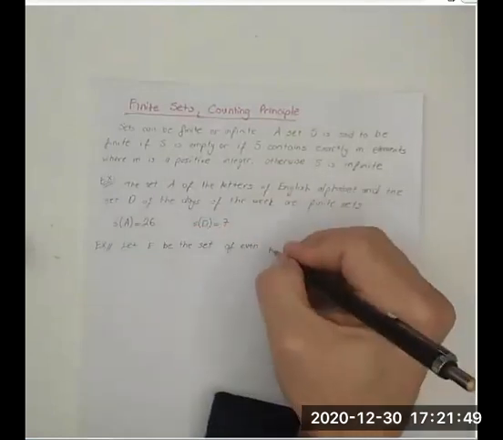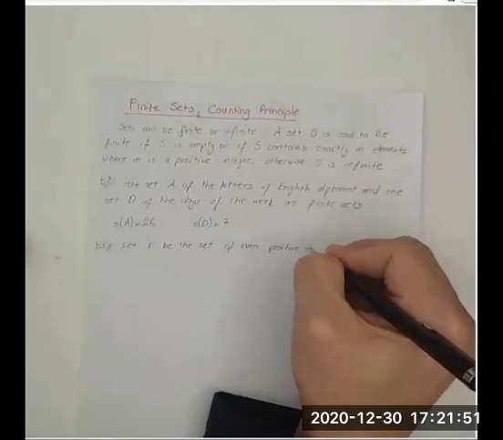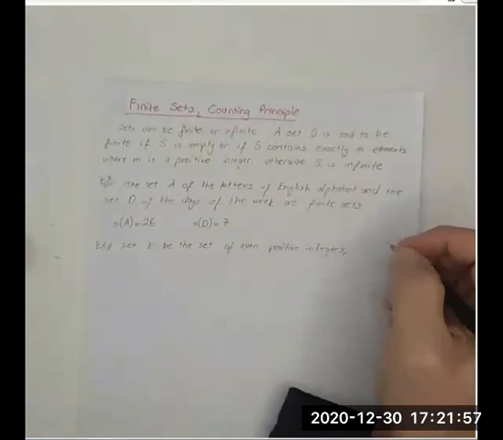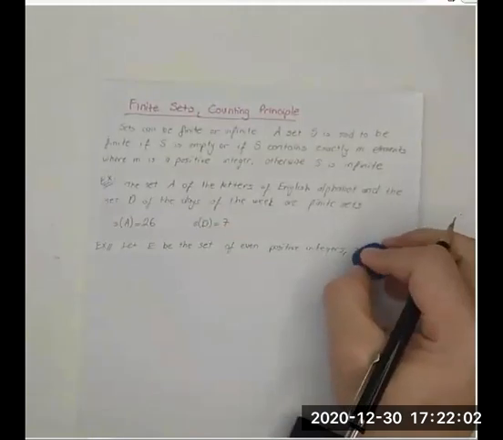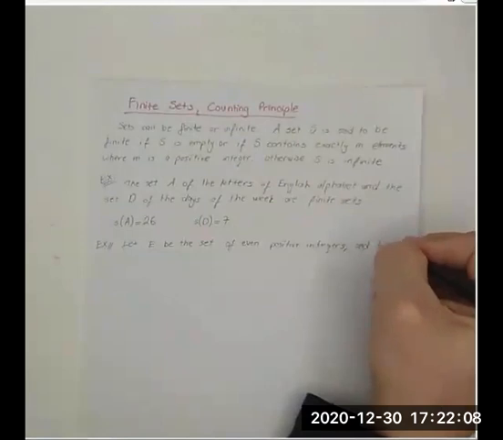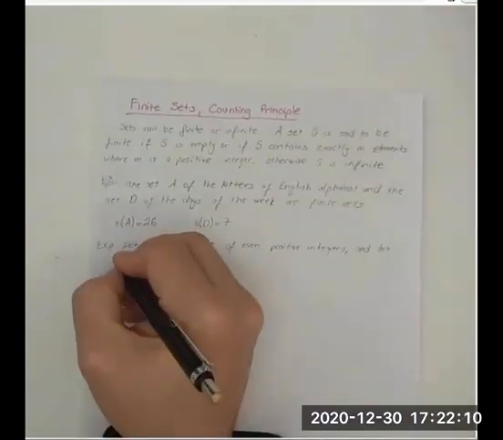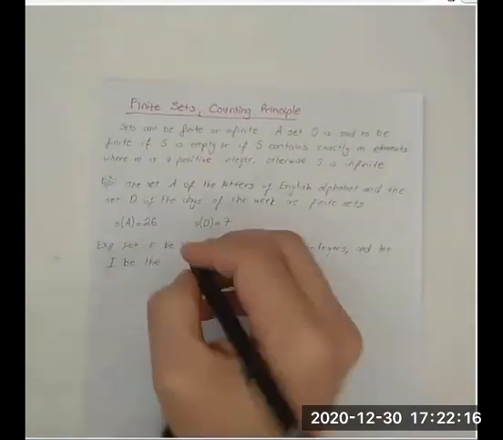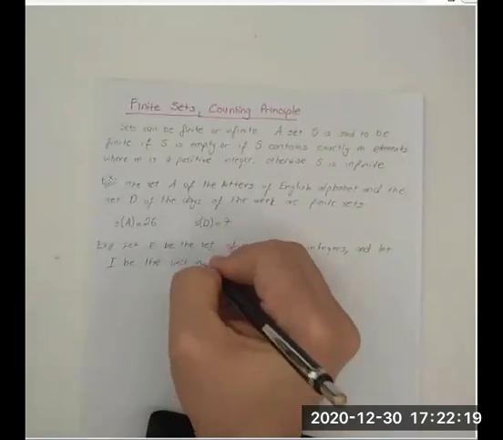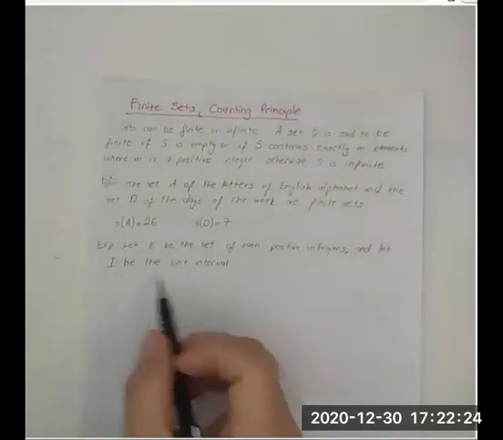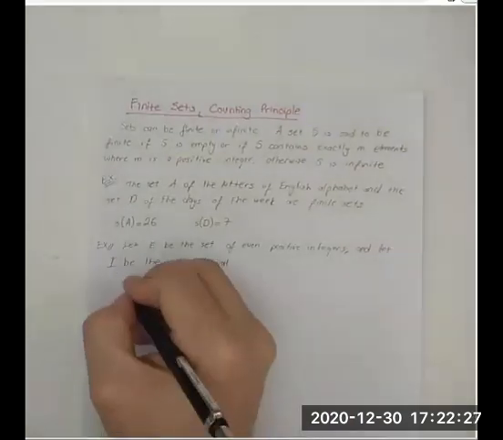Okay, as an example, let E be the set of even positive integers, and there is also one more set like this. Let I be the unit interval. So we have two sets for that example.